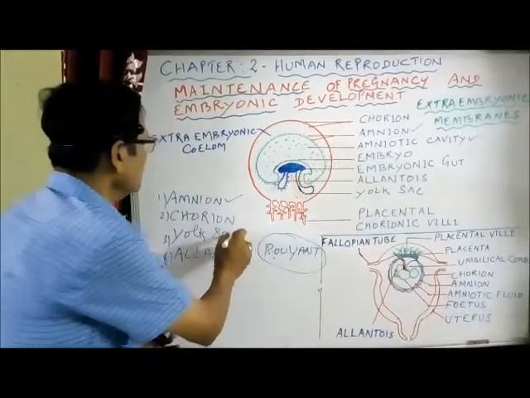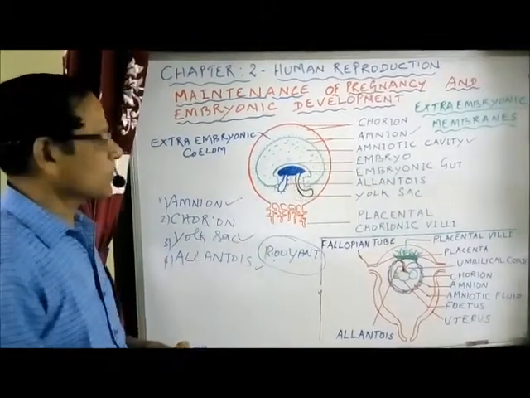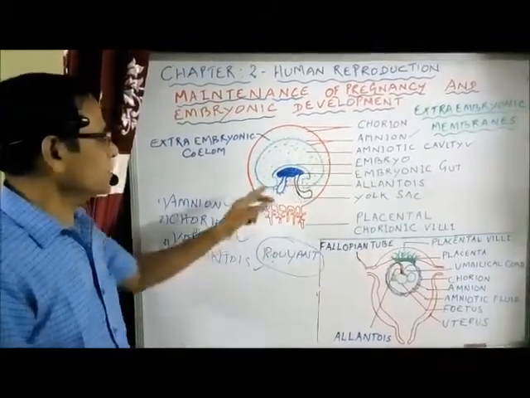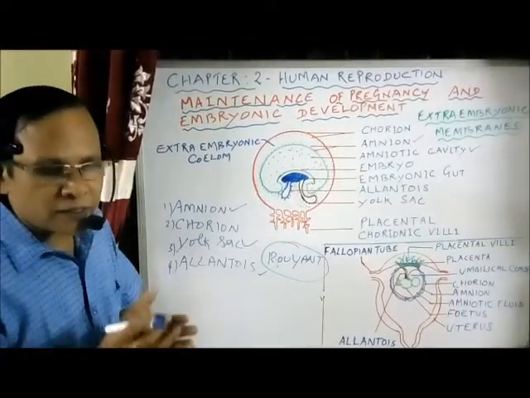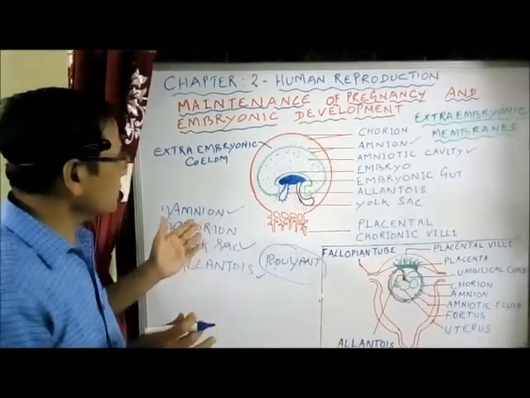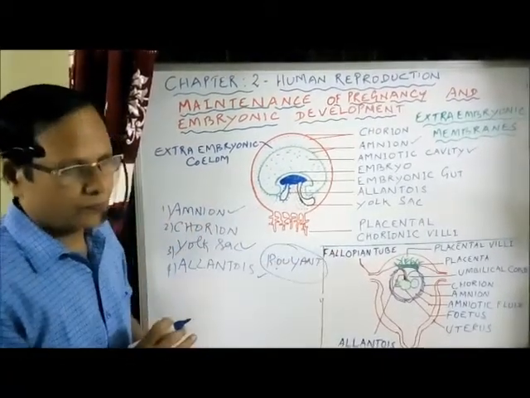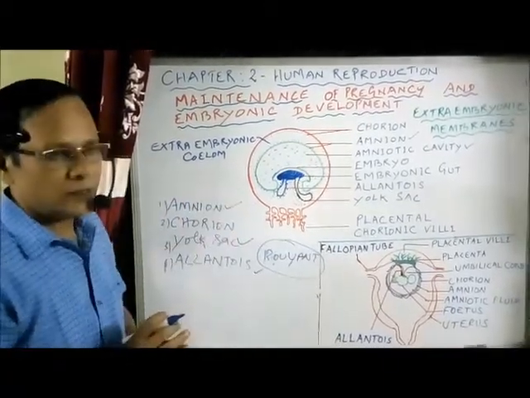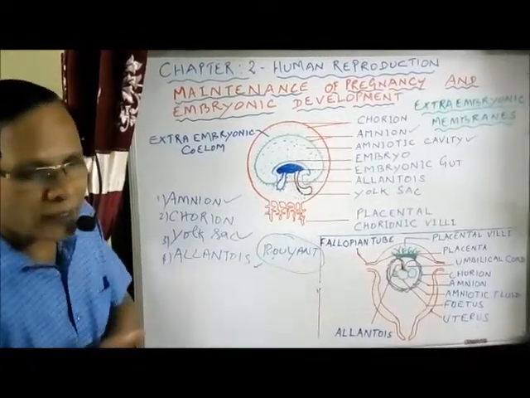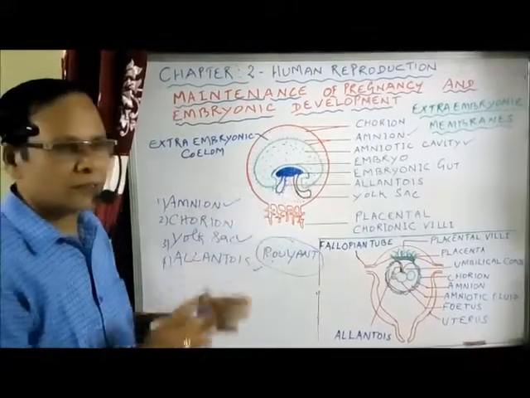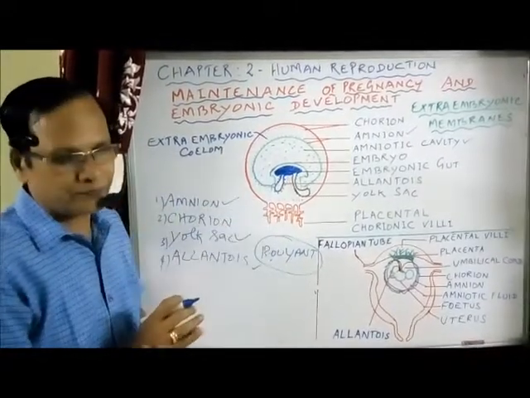Now, the third one, allantois, I represented here. Actually, this membrane arises from what is called the caudal end of the gut. That membrane is normally arising from the caudal end of the gut. Caudal end of the gut means the gut of the embryo.